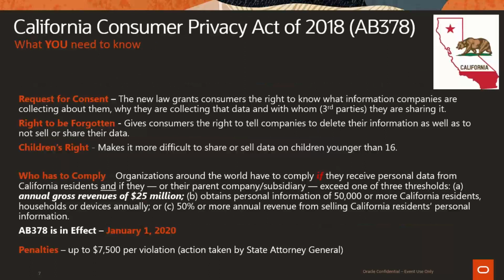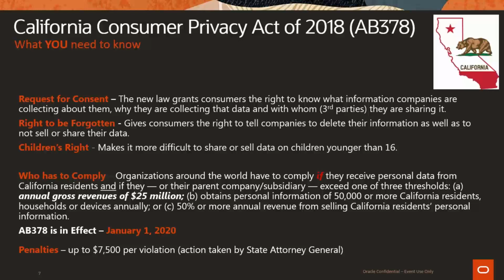A little closer to home, California was the first state to pass this. It's the Consumer Privacy Act of 2018. It's very, very similar to GDPR. You also have the request for consent, the right to be forgotten. The little bit of difference here is for those parents out there, the children's rights. It makes it a little bit more difficult to share and sell the information of children that are younger than 16.